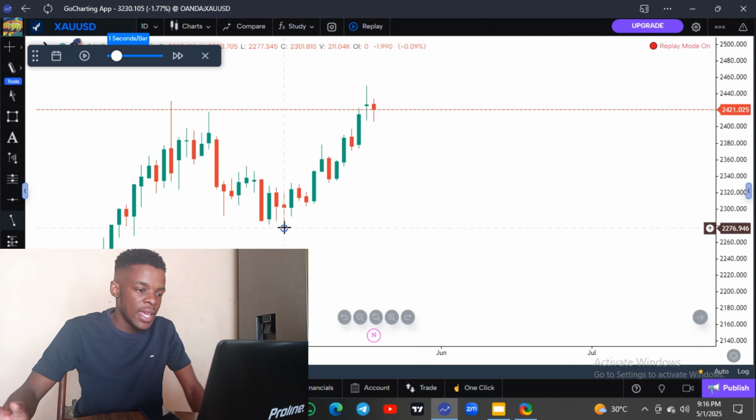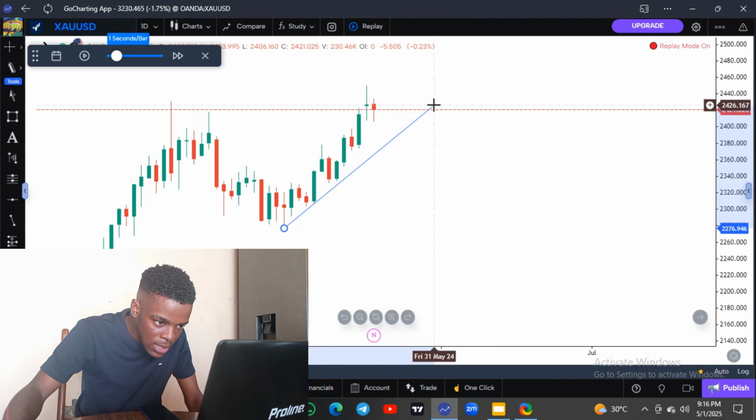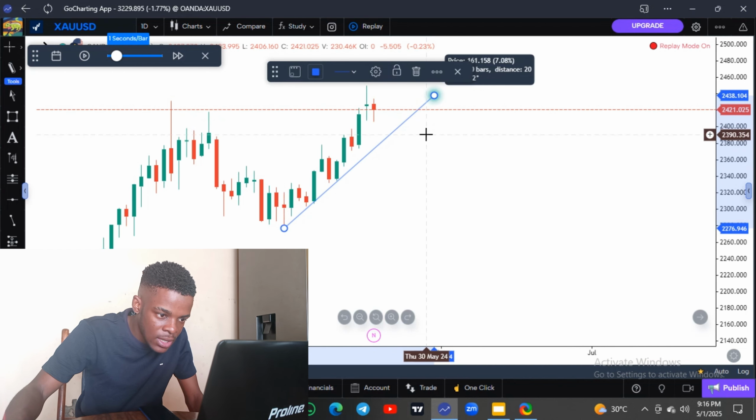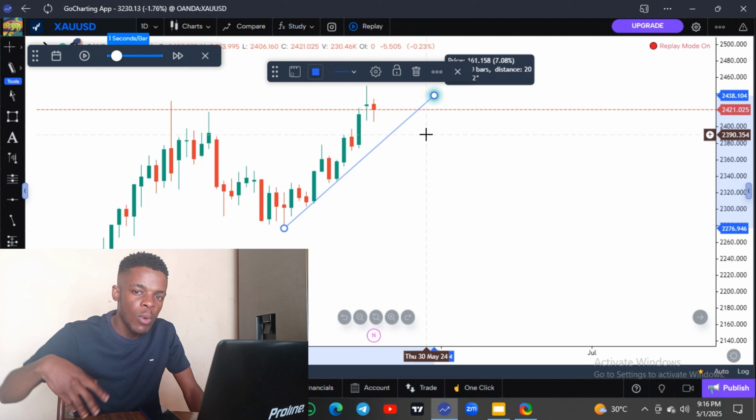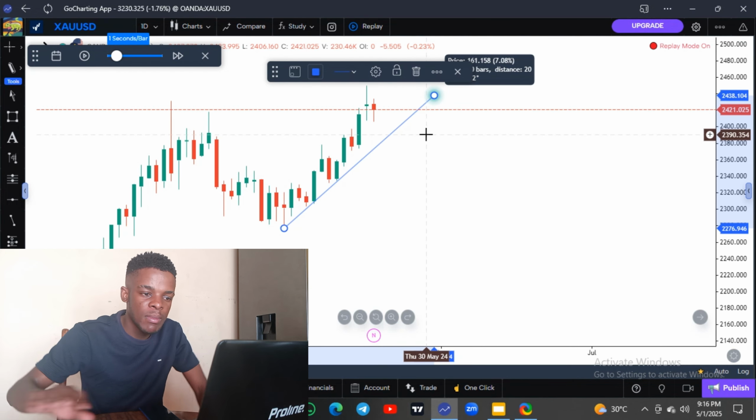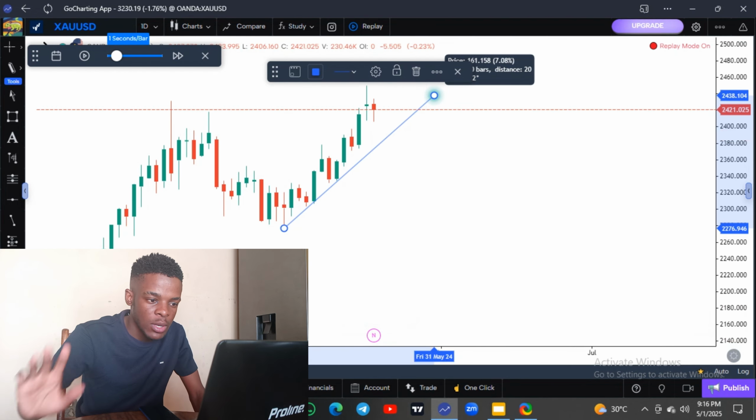So again, here is another one. As you can see at this point here, our first touch, our second touch. So guys, this strategy can work on any time frame that you want to use: 4 hours, 1 hour, 30 minutes. But you have to wait for confirmation.